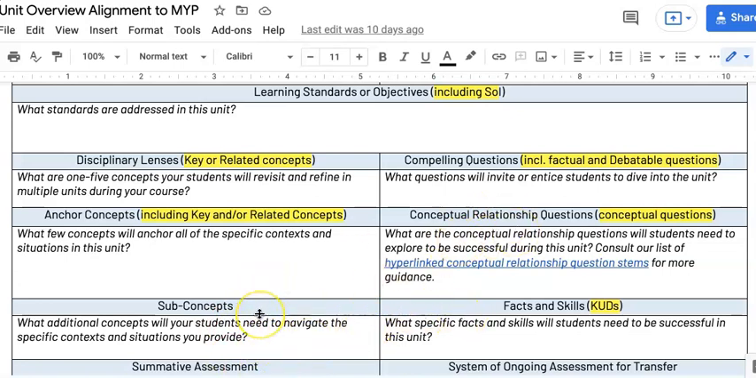Those would be what IB would either call related concepts, or things that aren't even in the subject guide that we think are a really important concept for this particular unit of study. So we put those there.